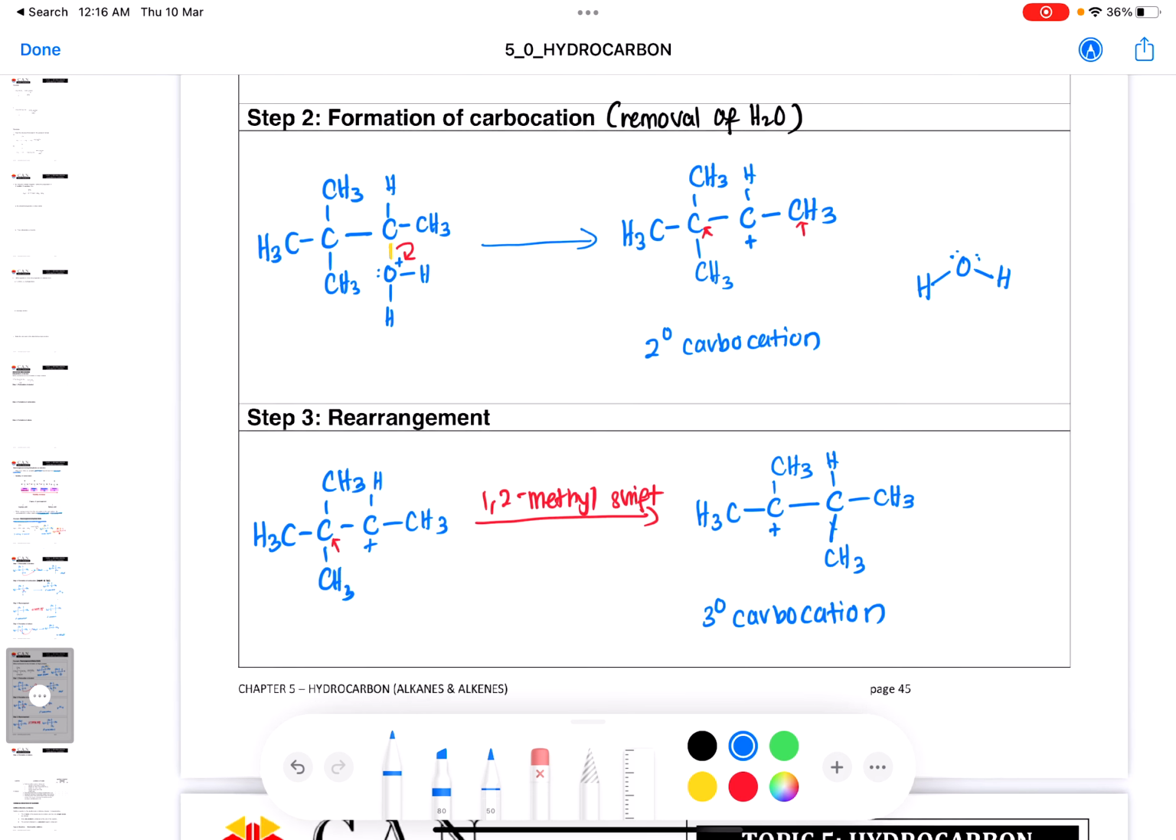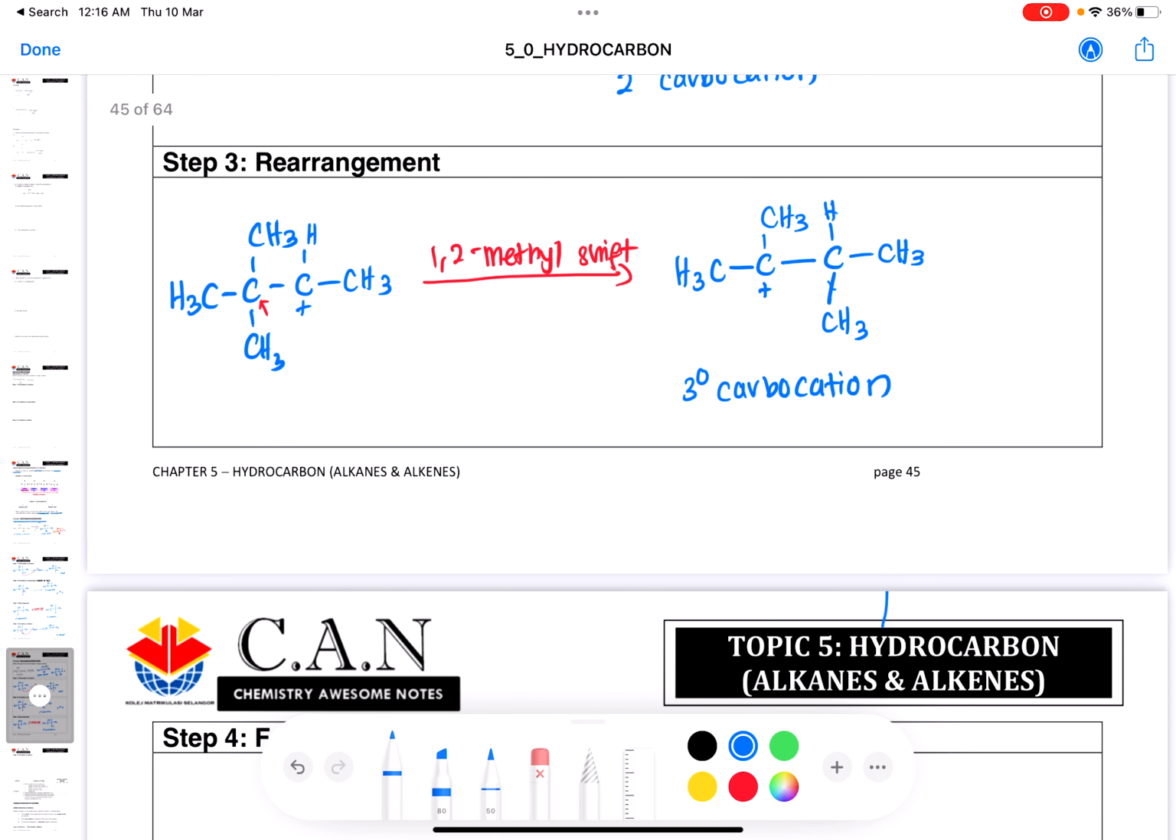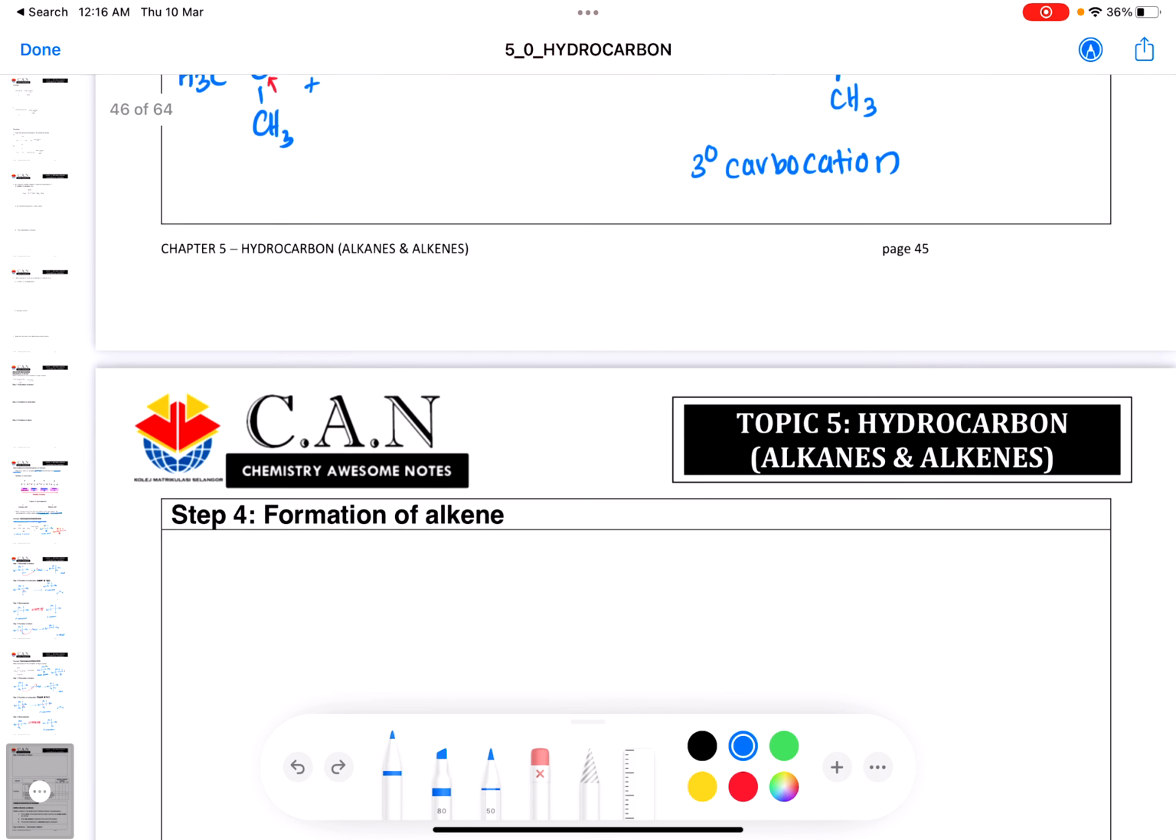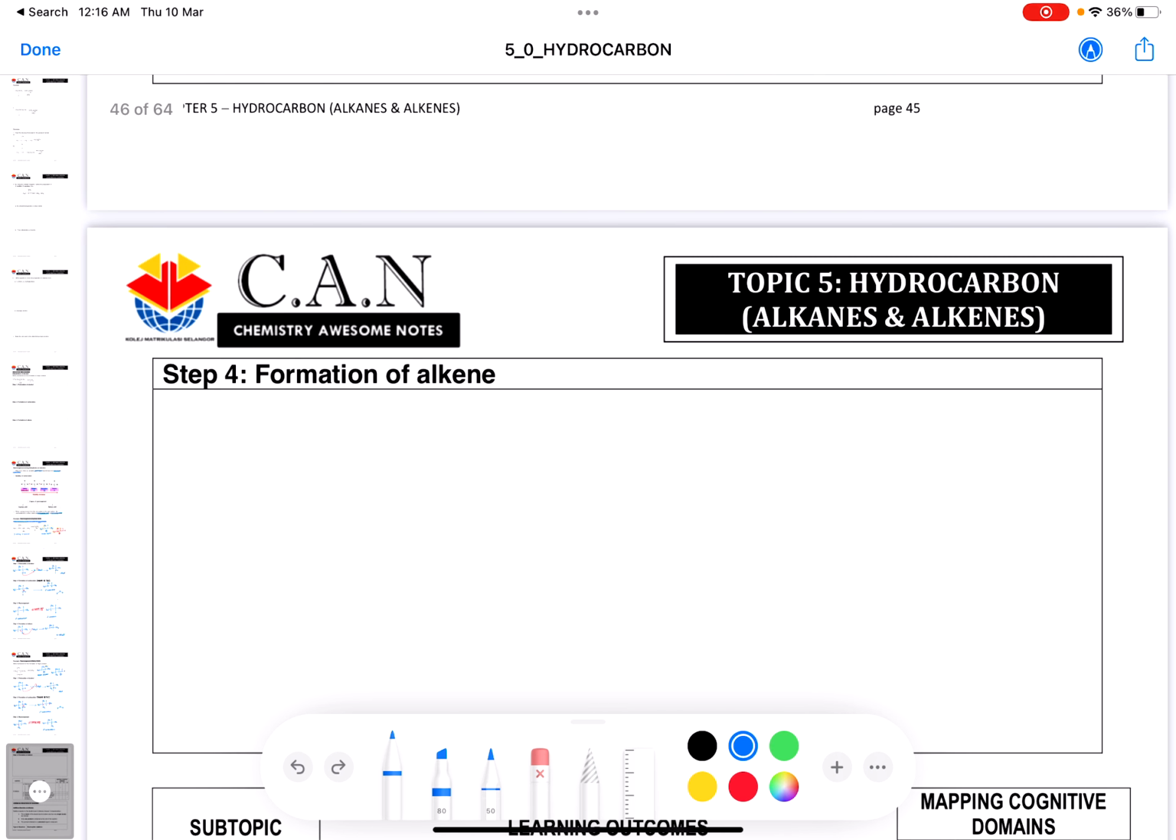Okay, so we go to the last step, which is this. Now we have our tertiary carbocation. We have H here, and we have CH3 here, and we have another CH3. Then the HSO4 is coming again. Oh, sorry. Not this one. We have this.